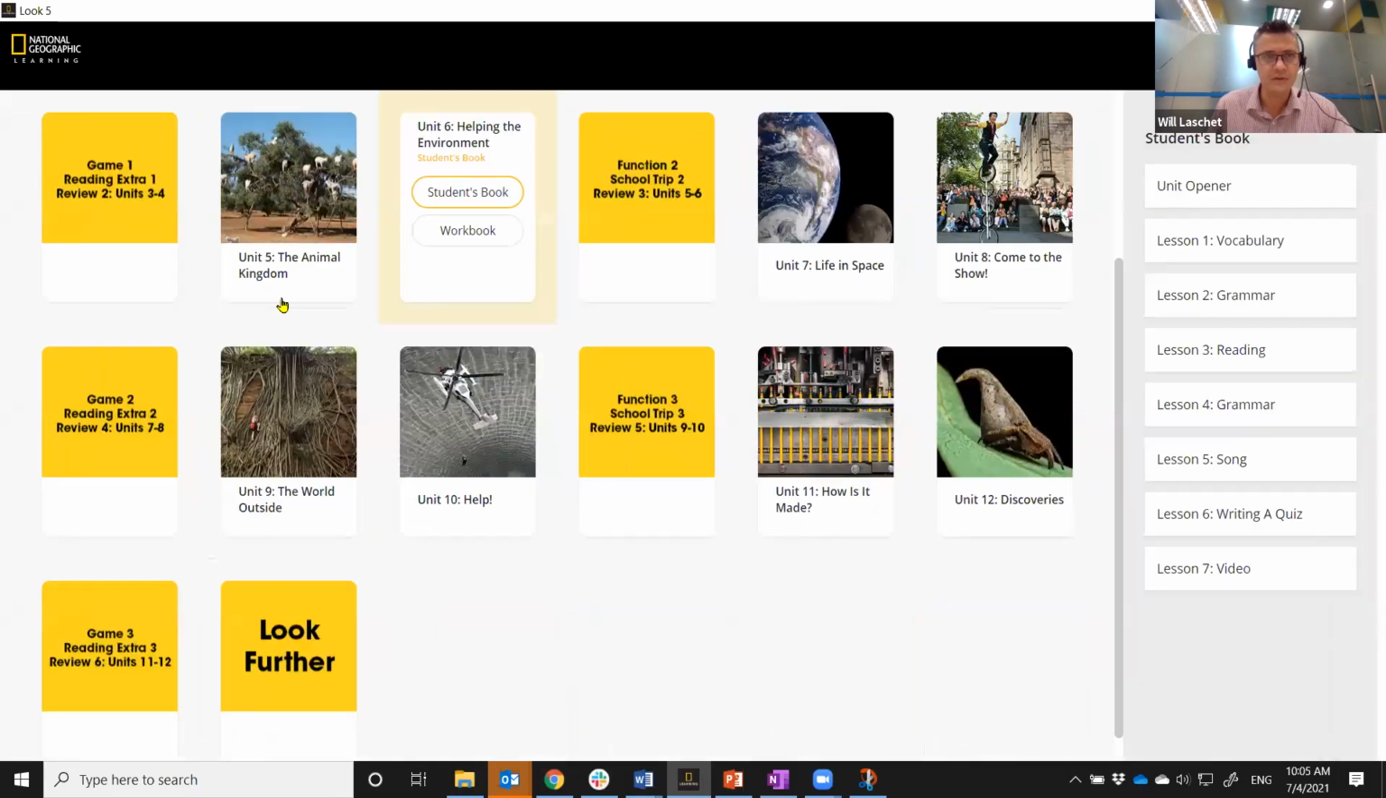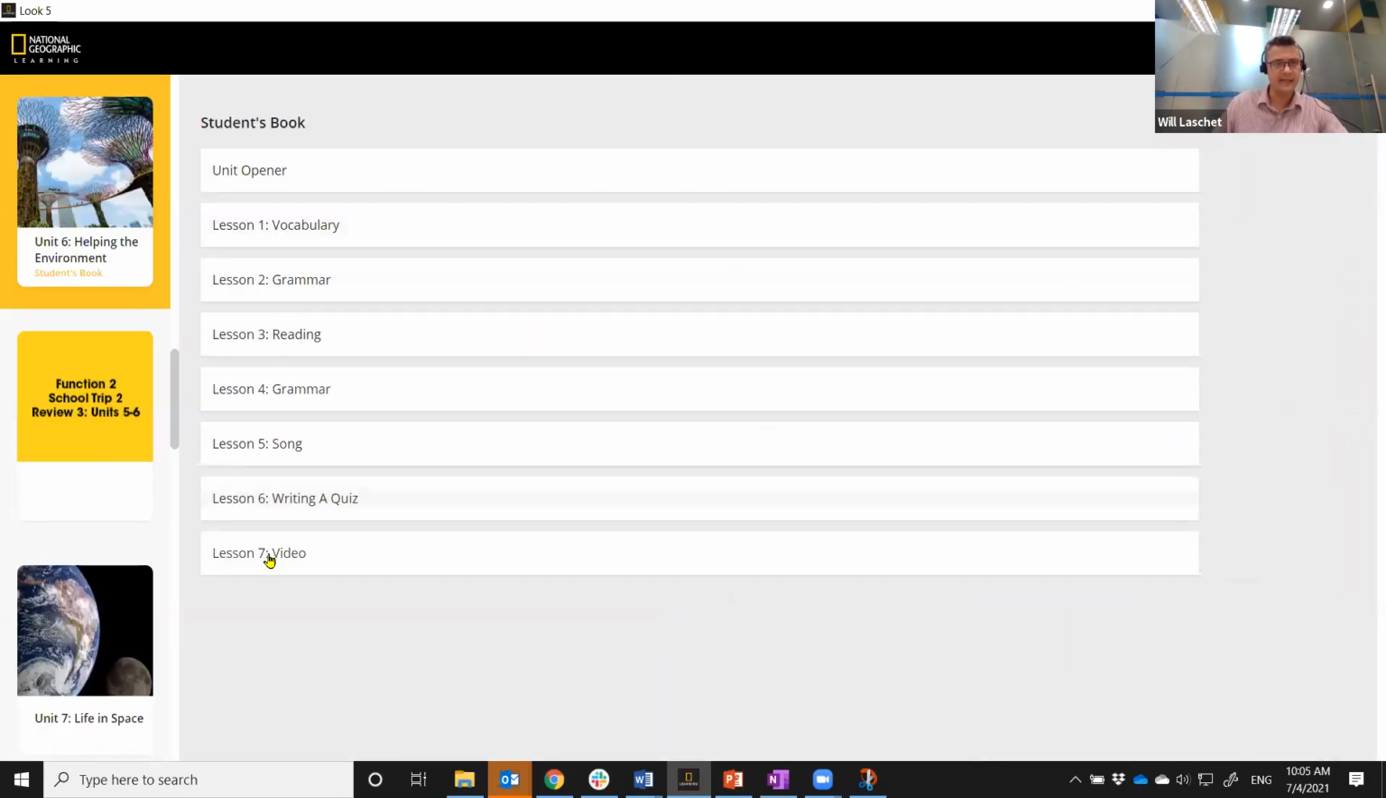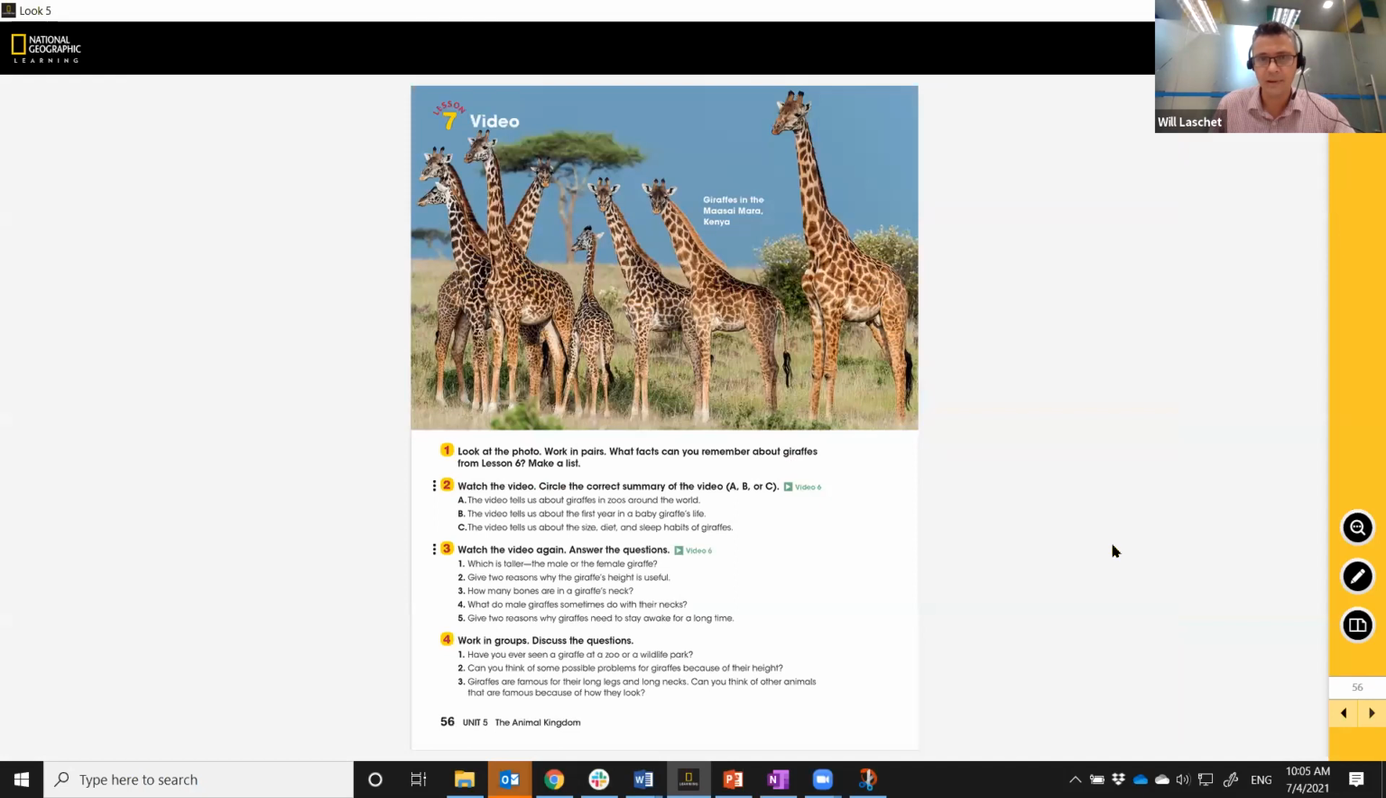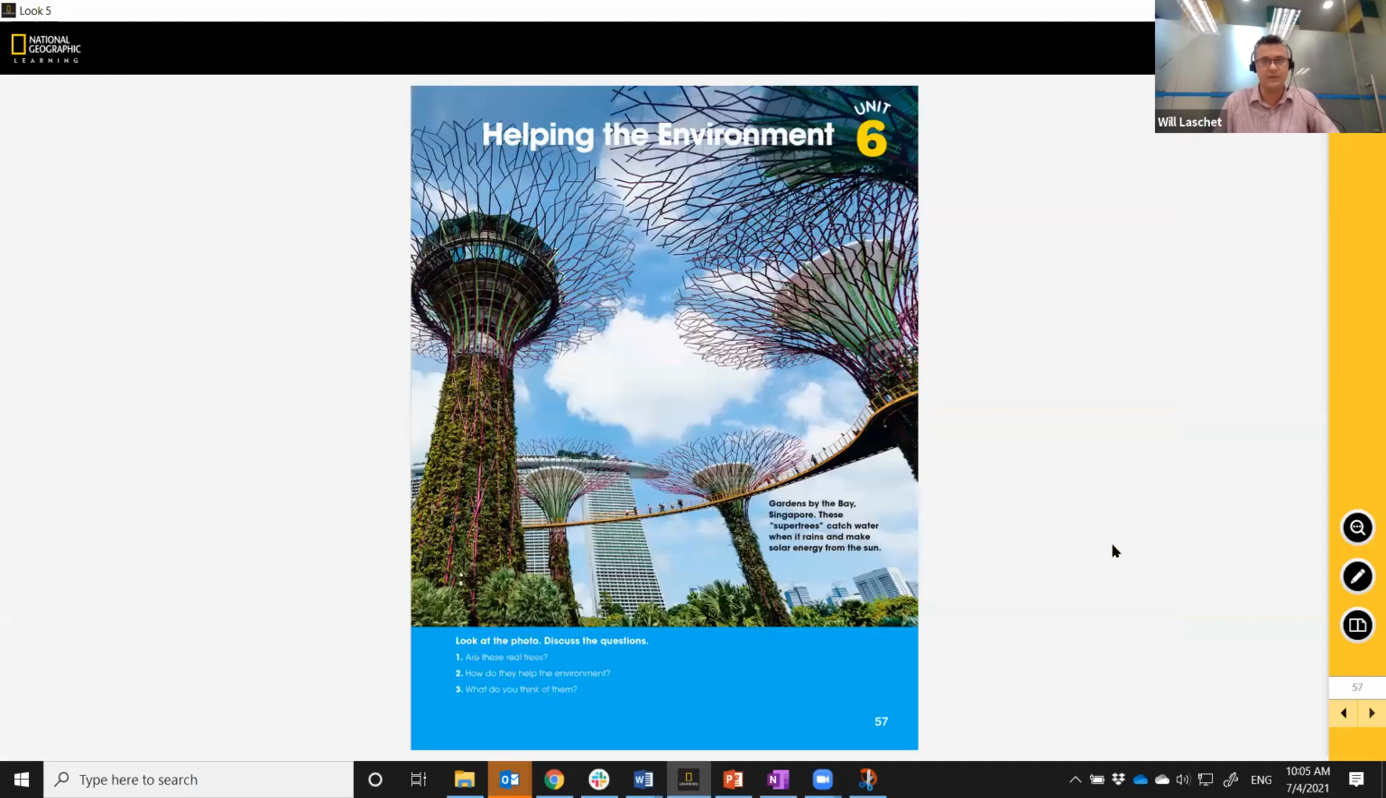So let's go to the student's book. When I click on that, you can see I can choose all of the lessons here. You can see that there are 7 lessons in each unit of Look. And we're going to start off with the unit opener. I click on that, I can choose here just to look at one page because I want to focus your attention just on this page.